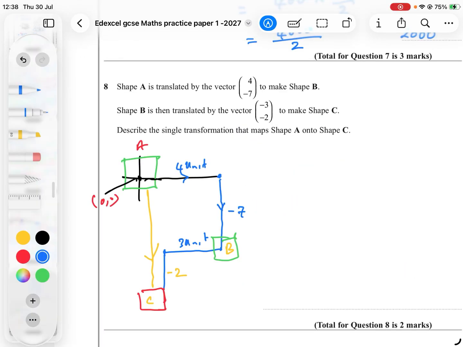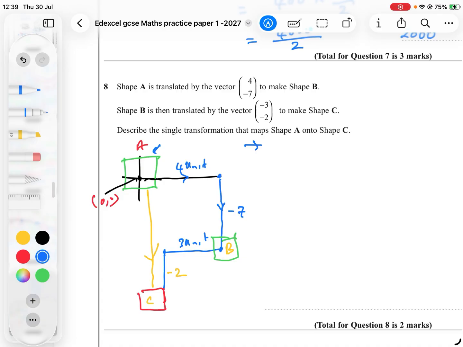Right. I'm going to walk you through question 8. Shape A is translated by the vector (4, -7) to make shape B. That means shape A, you have to move this side 4 units, and minus 7 means you have to move down 7 units. So A will reach here, position B.